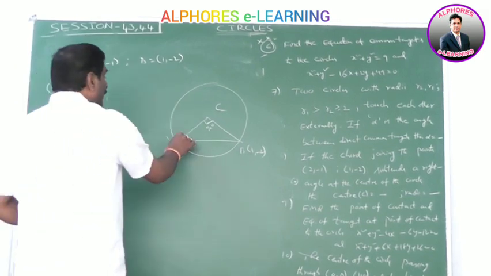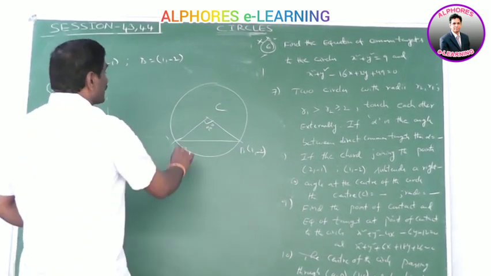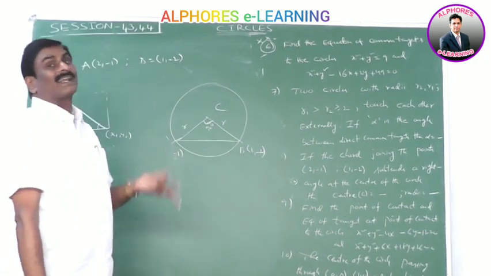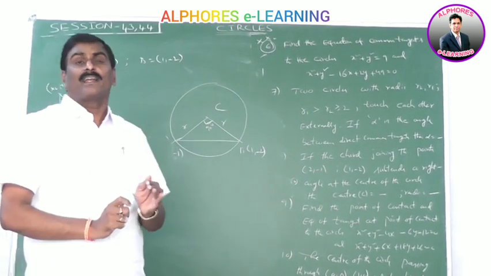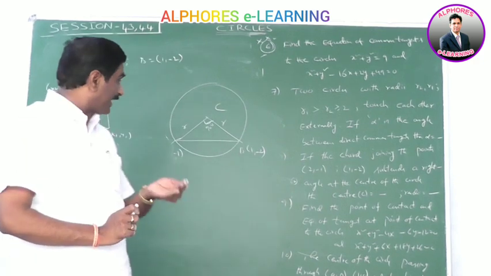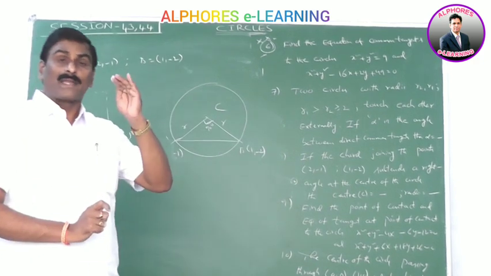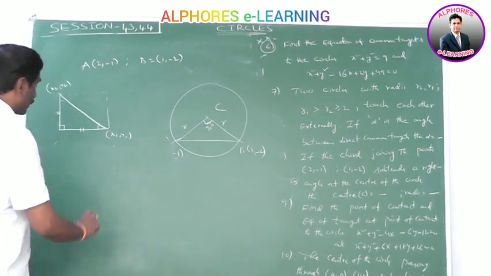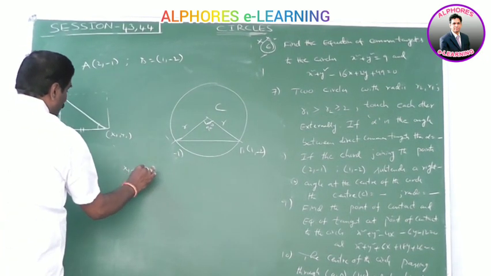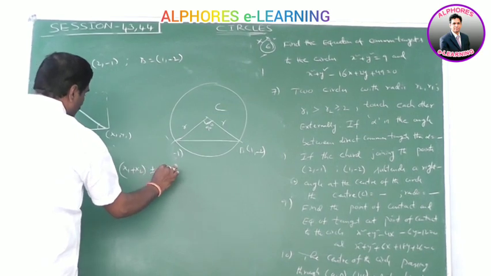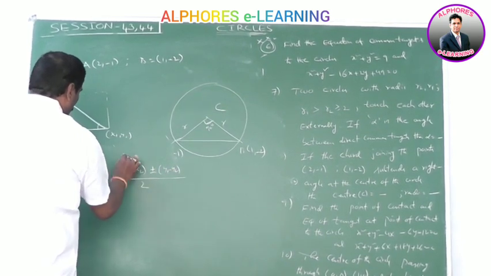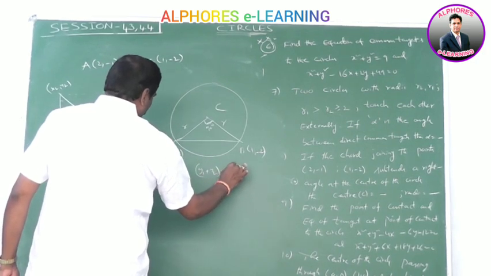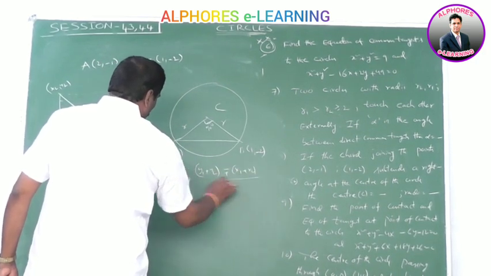The remaining vertex is nothing but the center. Please observe these values. It is the right angle hypotenuse. This is the radius. This is the radius. That means this triangle is right angle isosceles. In a right angle isosceles triangle, if the vertices of the hypotenuse are given, for getting the third vertex we use this formula: ((x1 + x2) ± (y1 − y2))/2 comma ((y1 + y2) ∓ (x1 − x2))/2.